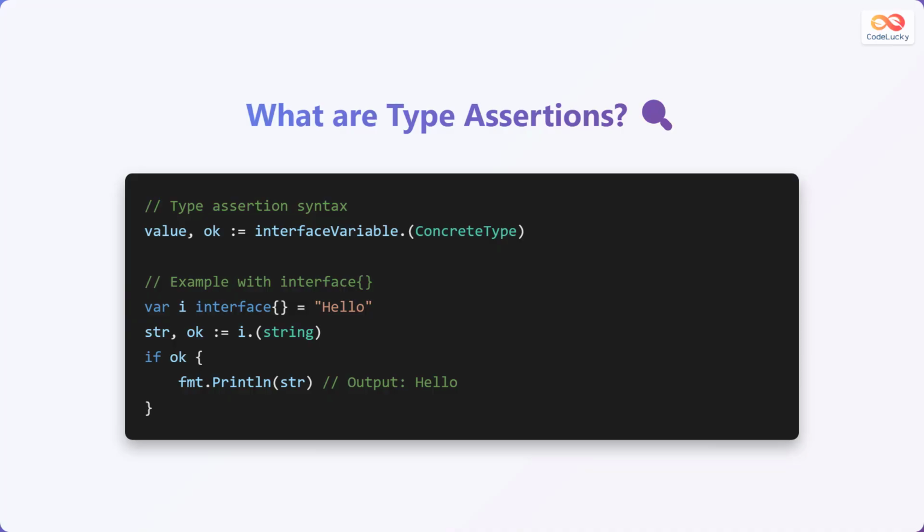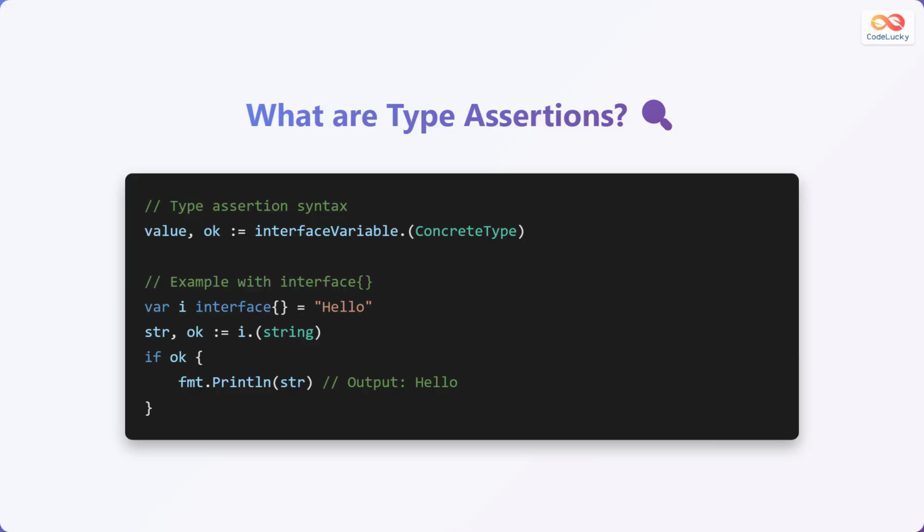Type assertions are a way to extract the underlying concrete type from an interface value. Here's the syntax for a type assertion: value, ok := interface variable.(concrete type). In this syntax, value will hold the concrete value if the assertion succeeds, and ok will be true. If the assertion fails and you don't use the Comma OK idiom, your program will panic.